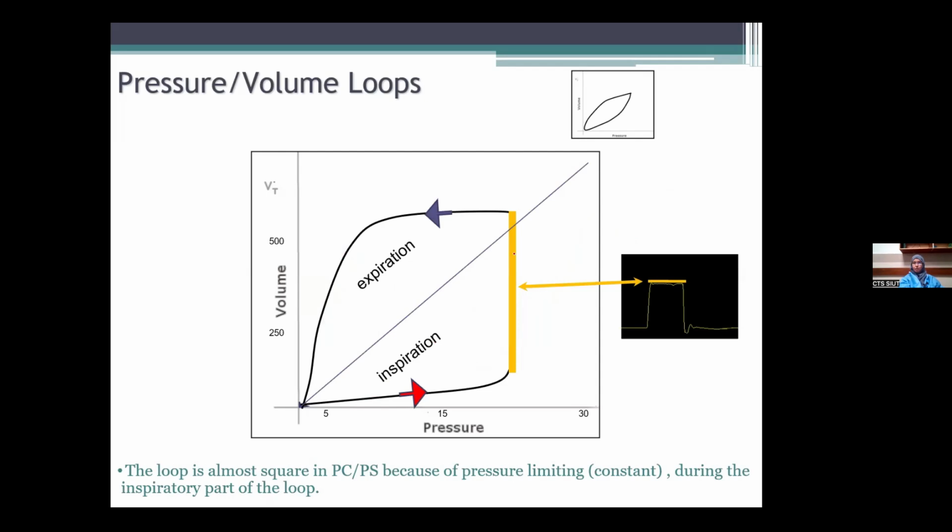And sometimes it follows the pattern. The pressure volume loop will follow the pattern of the mode of ventilation that you are using. So the loop is almost square in pressure modes because pressure would be your limiting constant over here.